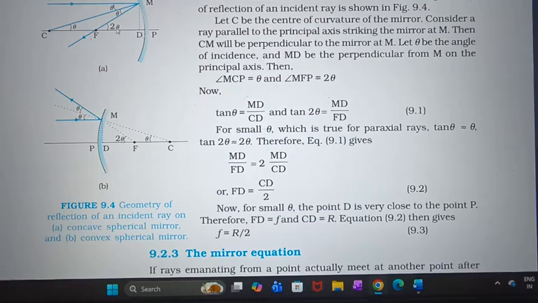Now, these are small theta. You can again say that these are paraxial rays. Suppose they are very near the pole, they'll form very small angles. If there is any small angle, you can approximate tan theta as theta and tan 2 theta as 2 theta. If you take very small values like 1 degree, 2 degree, tan 1 degree and tan 2 degree will be approximately equal to 1 degree and 2 degree only. If you want, you can check in the calculators. So if theta is really small, tan theta can be approximated as theta. So we can say theta is equal to MD upon CD and 2 theta is equal to MD upon FD instead of tan.